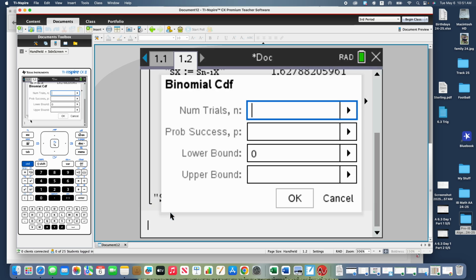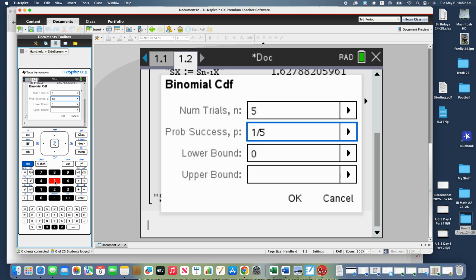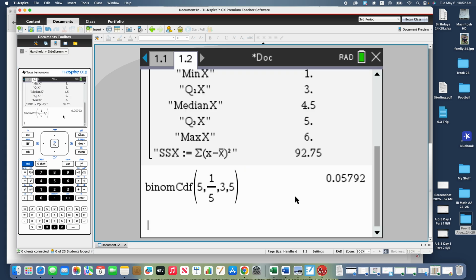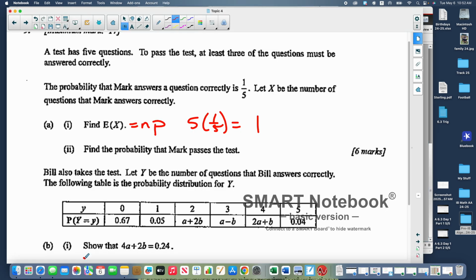It's going to ask me a couple questions. How many trials? Well, 5 questions, so 5 trials. Probability of success would be 1/5. And what I want is to get 3 right as my lower bound, and I want to go to 5 as my upper bound. So the probability that Mark passes the test is 0.0579. Mark doesn't have a very good chance of passing that test. That's about a 6% chance of passing the test. That's not very good. Okay?